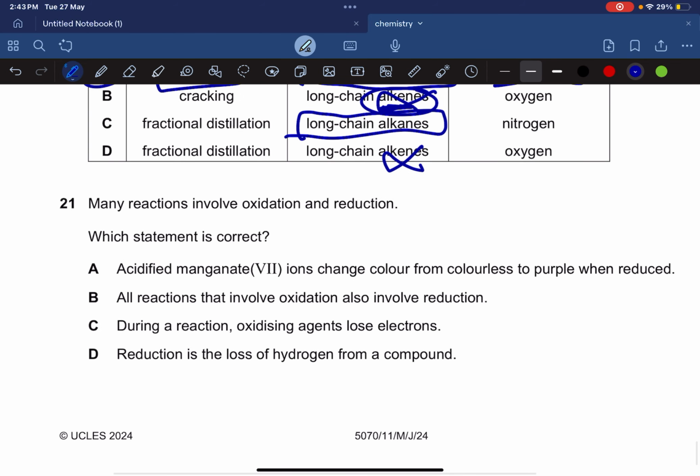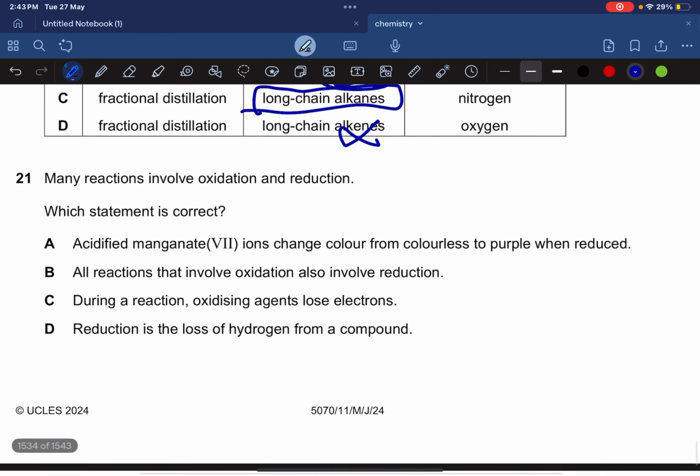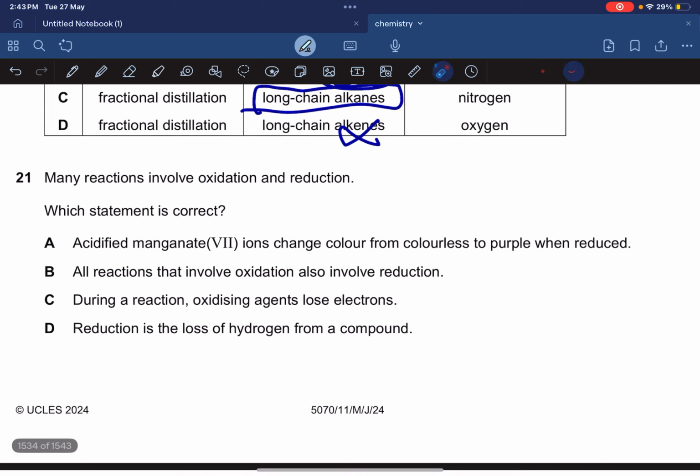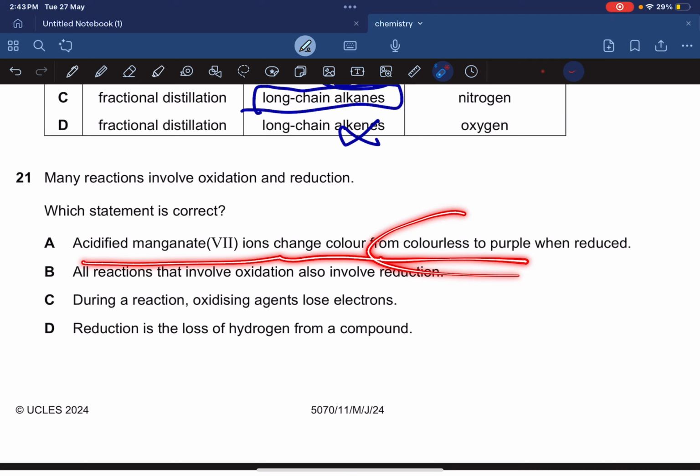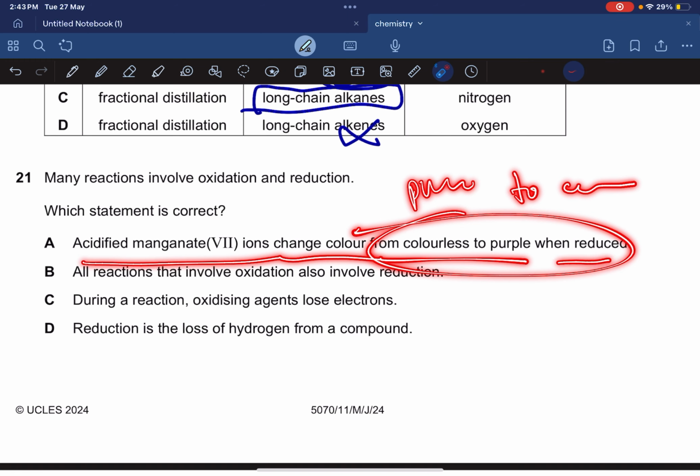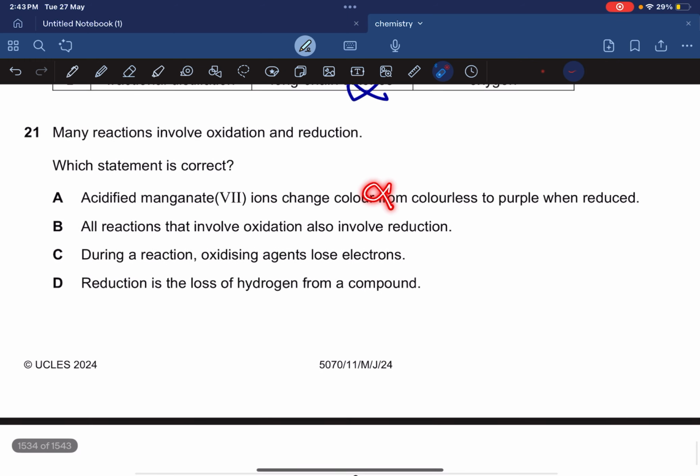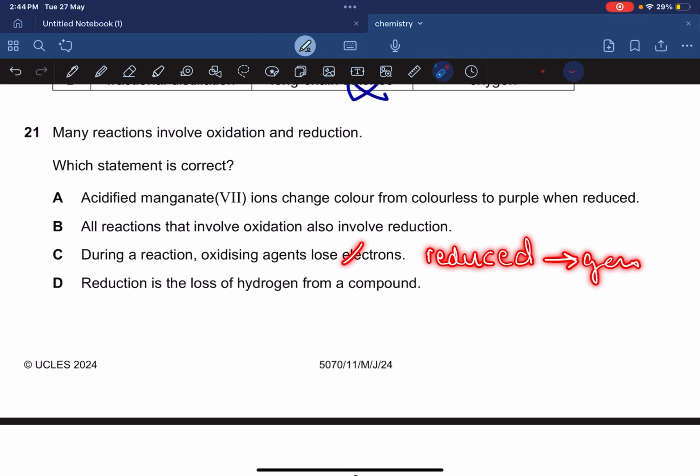Many reactions involve oxidation and reduction. Which statement is correct? Okay. Acidified manganate VII ions change color from colorless to purple. No. From purple to colorless when reduced. So that's incorrect. All reactions that involve oxidation also involve reduction. Let's check about it. During a reaction, oxidizing agents lose electrons. Okay, oxidizing agents get reduced. And when something is reduced, they basically gain electrons, so not lose. If it was a reducing agent, it would lose electrons.